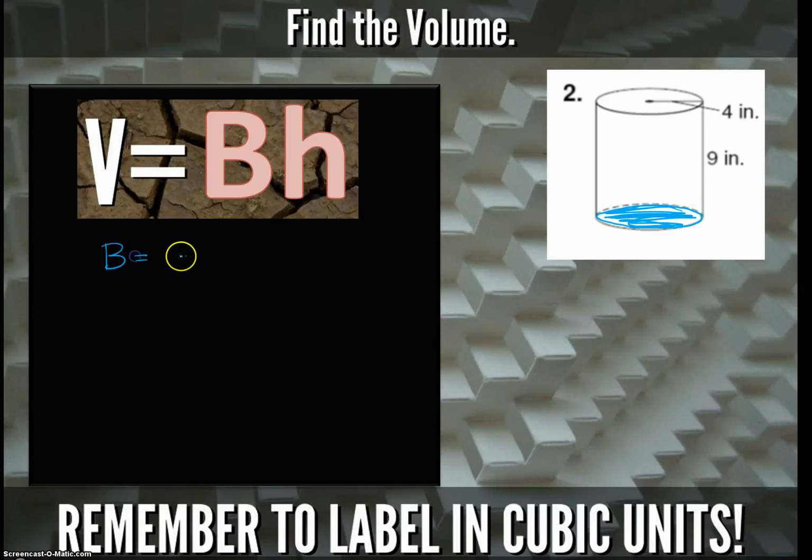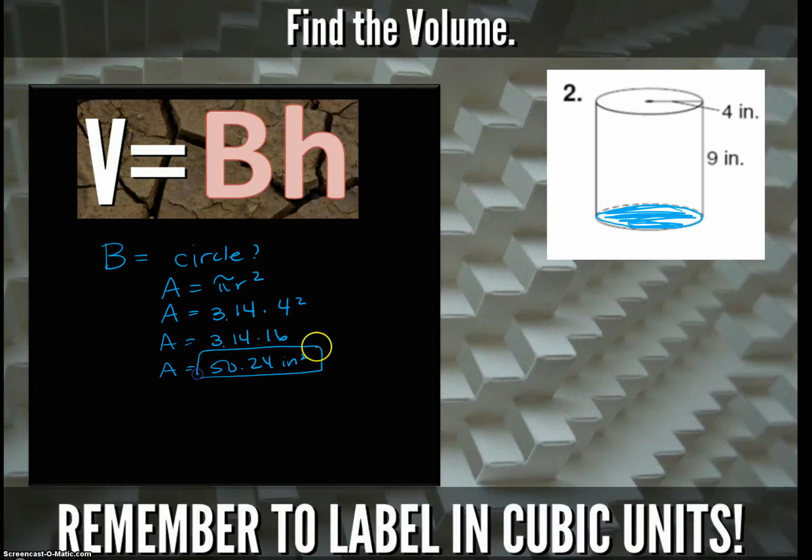The big base is a circle again. So how do you do that? A equals pi r squared. So the area is going to be 3.14 times 4 squared. I don't know if you've gotten this down yet. 3.14 times 16 may be automatic to some of you. You get 50.24 inches squared.